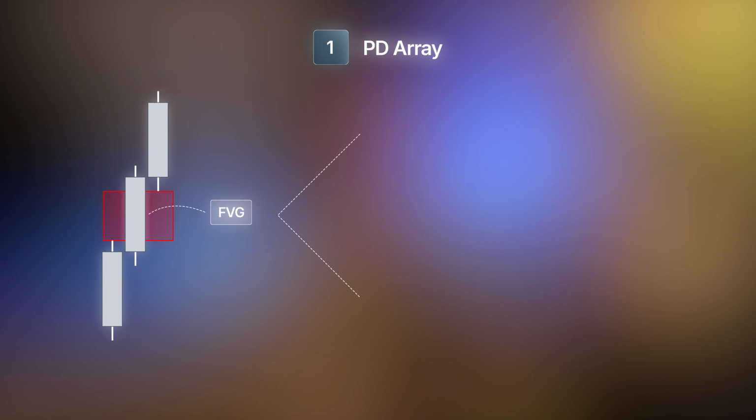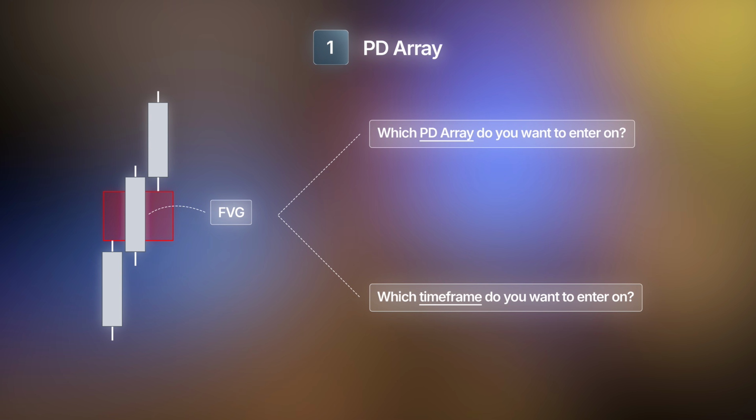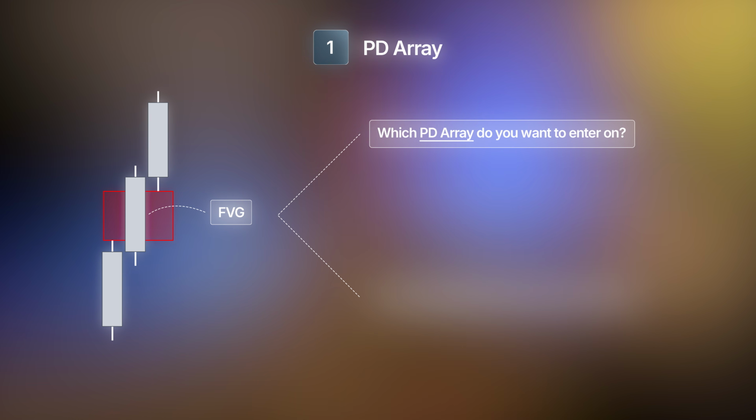In step number 1, I want to ask you, which PD rate do you want to enter on and which time frame do you want to enter on? Those 2 questions need to be answered. Now, how can we answer those 2 questions? Let's start off with the first question, which was, what PD rate do you want to enter on? How do you know that? Well, which PD rate resonates with you?